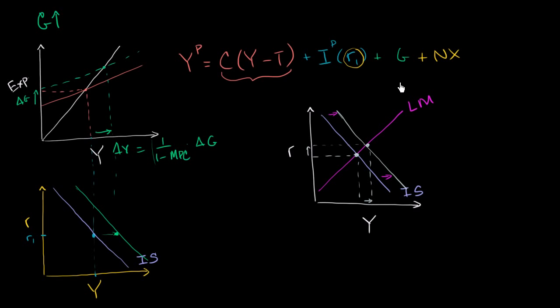So in this model, just not trying to get too overcomplicated, when government spending goes up, when G goes up, it would shift the IS curve to the right, increase in real interest rates, increase in real GDP, according to this model.